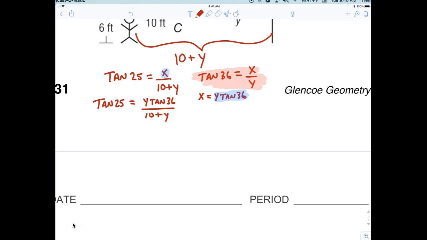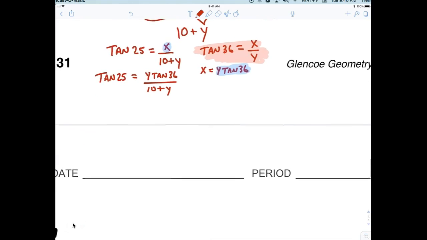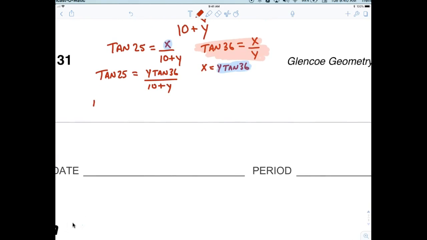All right, please stay with me. You cancel the y out? So now, tangent of 25 times 10 plus y equals y times the tangent of 36. Anybody have any issues with that? Anybody have any issues?